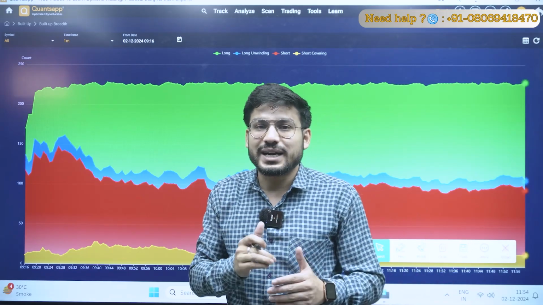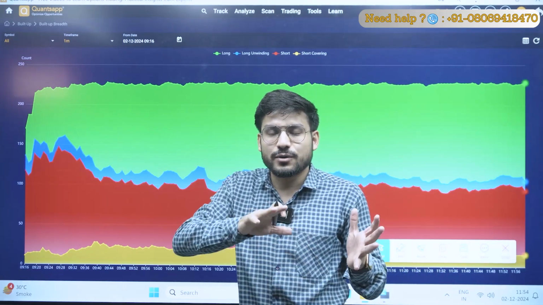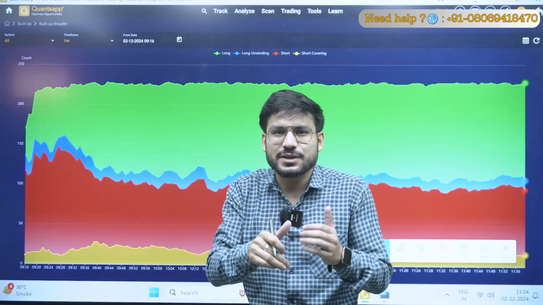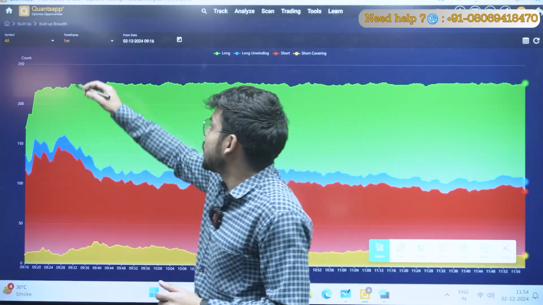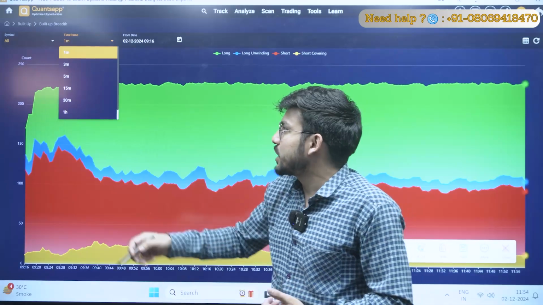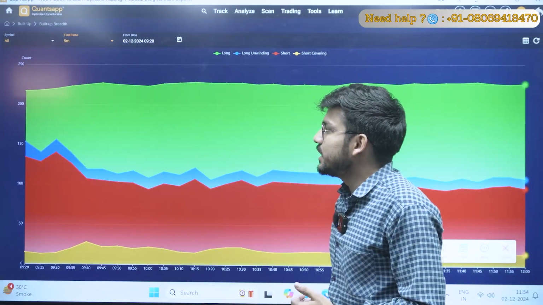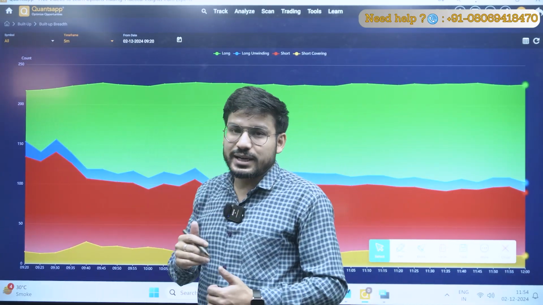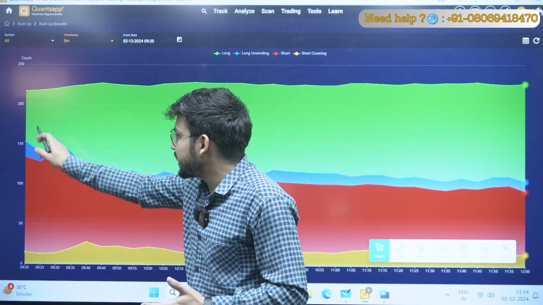And then we have a time frame, so you can analyze the build up breadth or sentiments of the market from an intraday perspective, or for a swing perspective as well. You can change the time frame from here. For example, if I am going for an intraday trade, I can choose the 5-minute time frame as well, right? So you can see in today's live market, my market started from here.